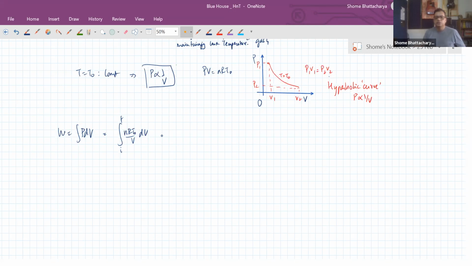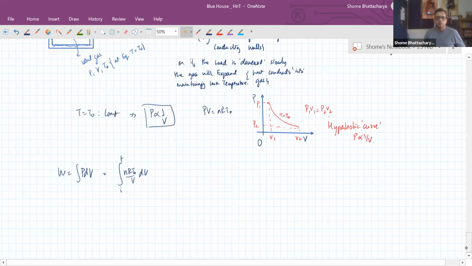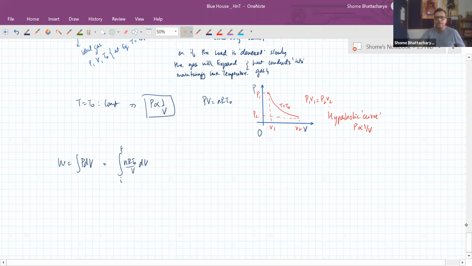Hence we have the diagram where we have variable mass, where we are adding something like sand or lead pellets onto this loading piston, and we are adding a little bit of mass at a time, not a whole lot of mass at a time, so that the change is very slow. Or if we are removing mass to make the gas expand, we are removing it very slowly in very small steps of mass removed at intervals of time. Okay, so that is the whole purpose of a quasi-static process.